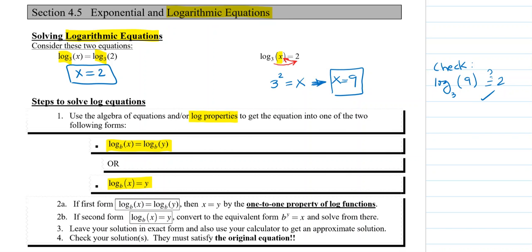So in both of these forms, you just have one log on one side, and then in one form, you also have the same type of log with the same base on the other side, or you just have, this is normally a number on the other side of the equation. If you have that first form, it's just like matching bases with exponential equations. You are just going to drop that logarithm. So if log base b of x equals log base b of y, then you have x equals y.